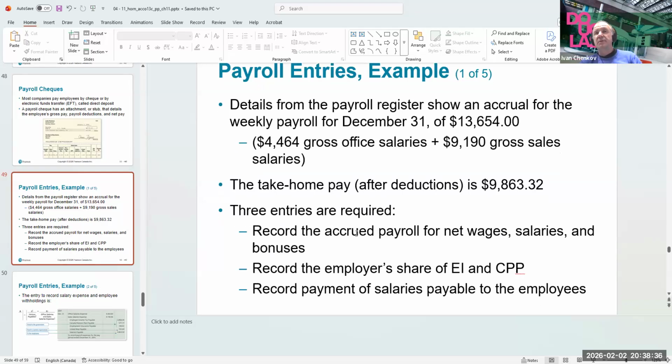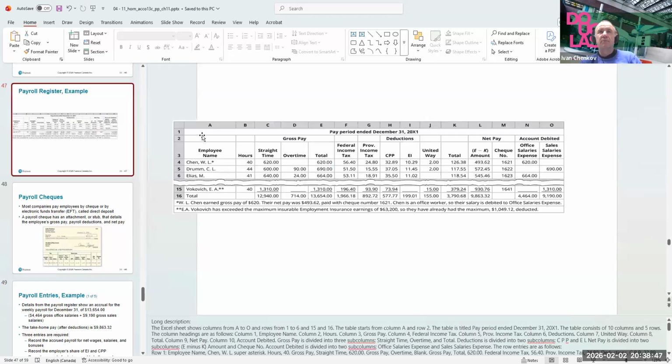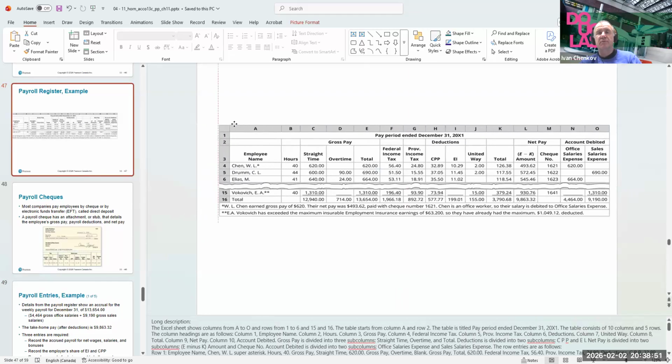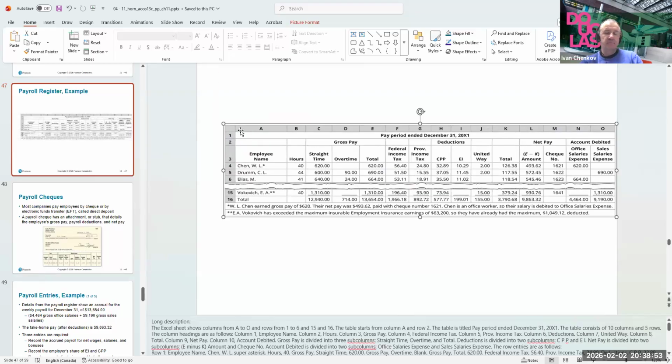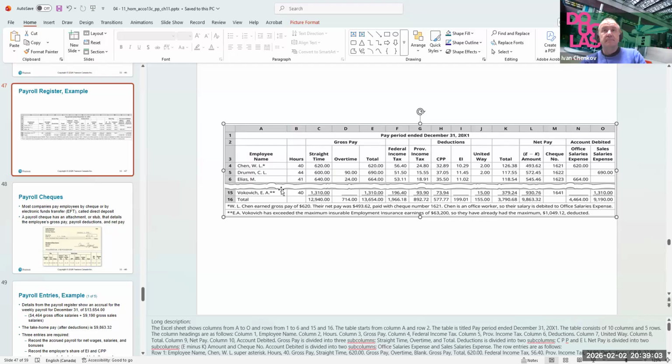Now there are three entries which are required. The first entry is to record the accrued pay for the wages, salaries, and bonuses. One option is to see the slides. The other option is to do it together on the Excel spreadsheet. Which one do you want? How about slides? Excel? Okay.